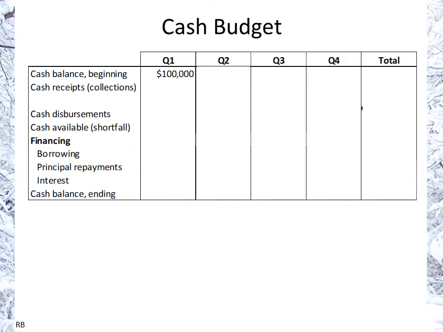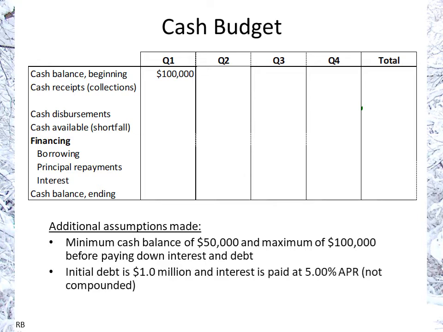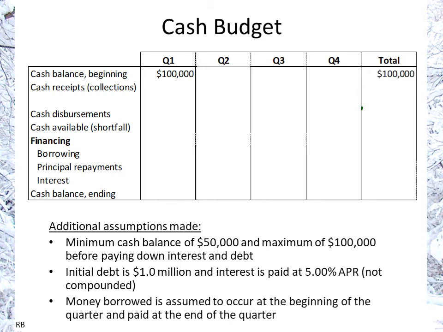So now moving on with the cash budget, we have the assumption that we're going to want to maintain a minimum balance of 50,000 and a maximum of 100,000 before paying down any interest or debt. We have an initial debt of 1 million to start the year, and the interest is being paid at a 5% annual percentage rate, not compounded. So we have money borrowing. Whenever we borrow money, we're going to assume that it'll happen at the beginning of the quarter and it's going to be paid at the end of the quarter.